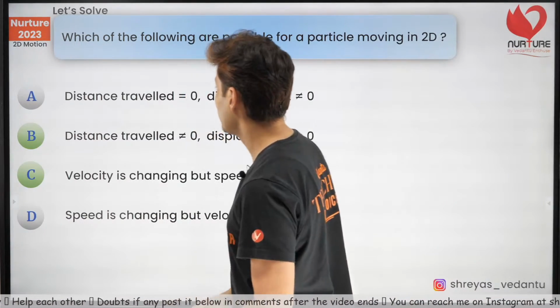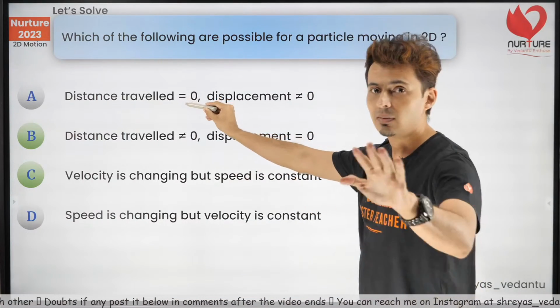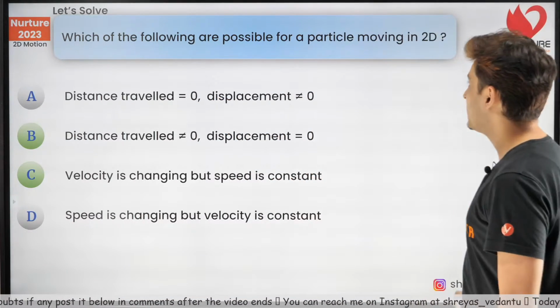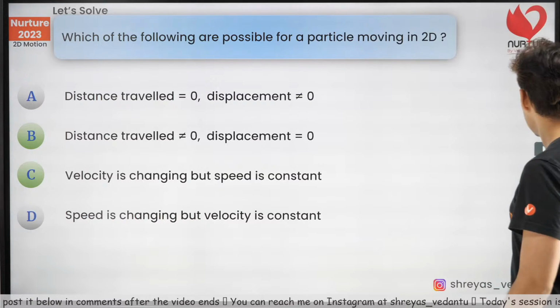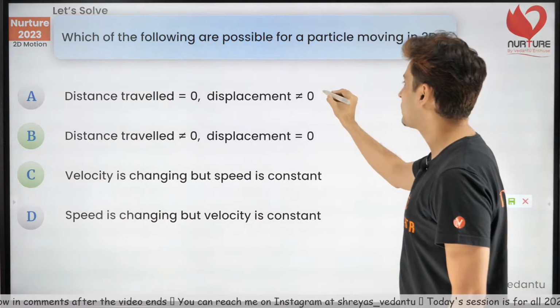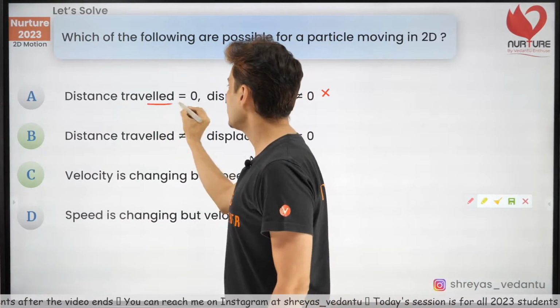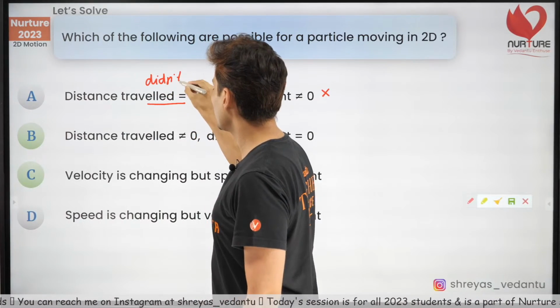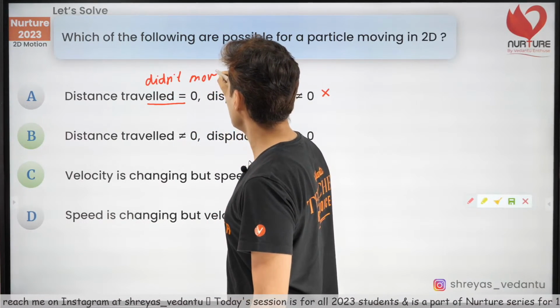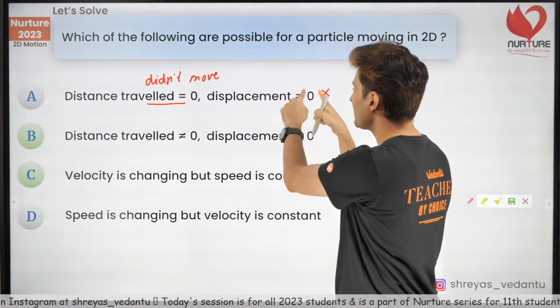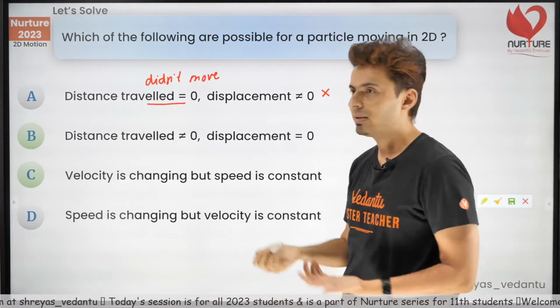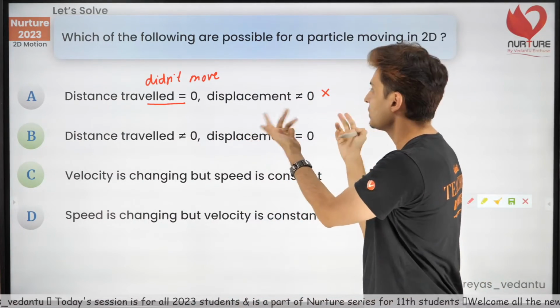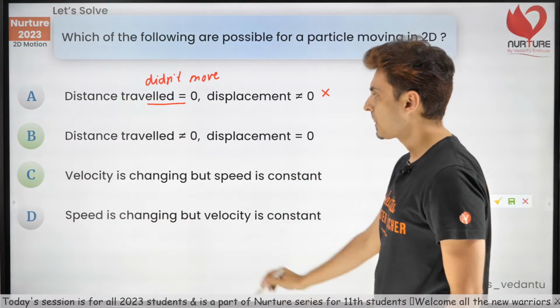Well, let's see why this is true. Distance traveled is 0, displacement is not 0. This is definitely not possible. Distance traveled is 0 means you didn't move. If you didn't move, how can your displacement not be 0? I mean, how is it possible? So that's why this is not possible.